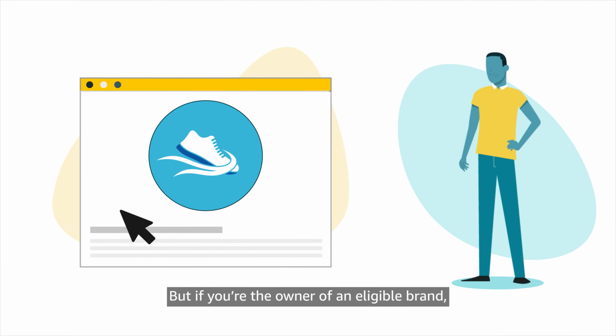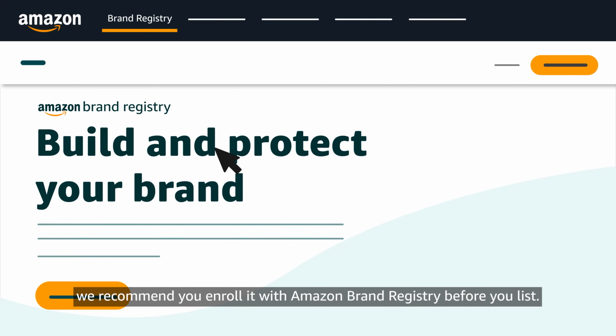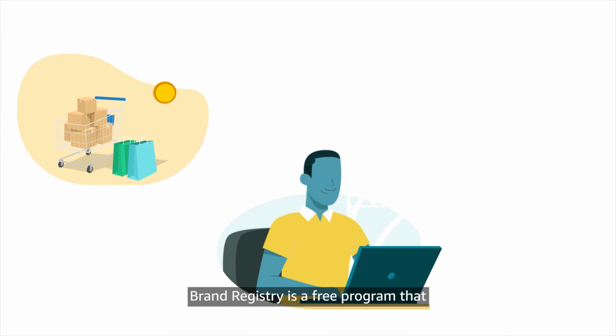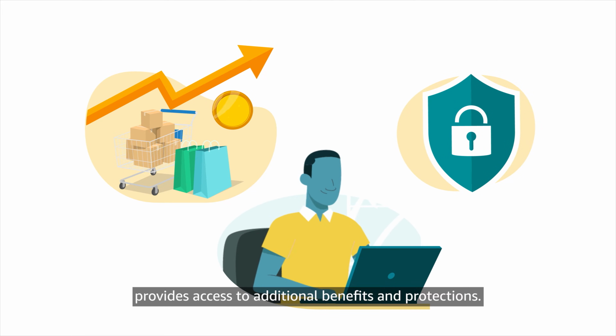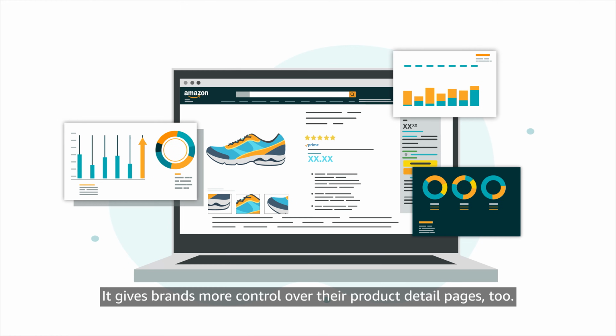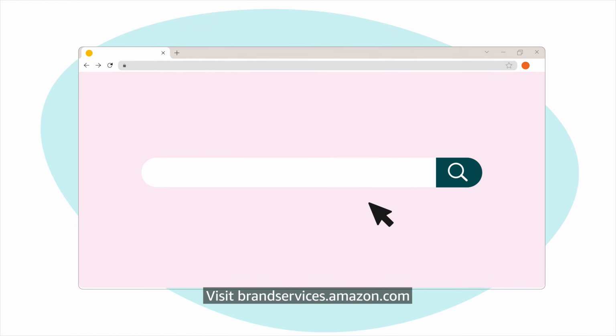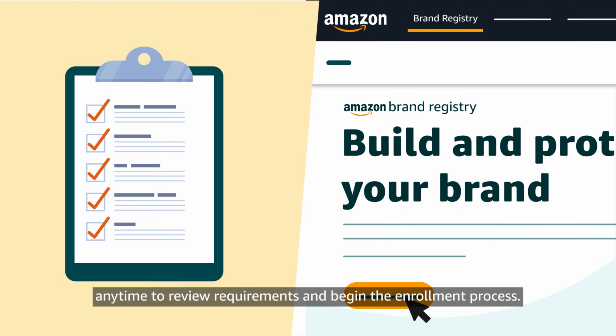But if you're the owner of an eligible brand, we recommend you enroll it with Amazon Brand Registry before you list. Brand Registry is a free program that provides access to additional benefits and protections. It gives brands more control over their product detail pages too. Visit brandservices.amazon.com anytime to review requirements and begin the enrollment process.